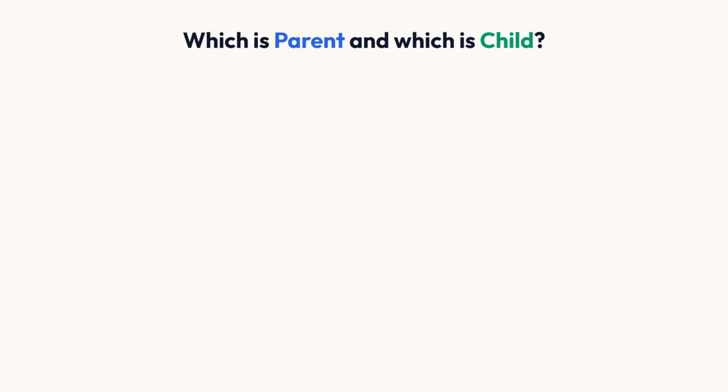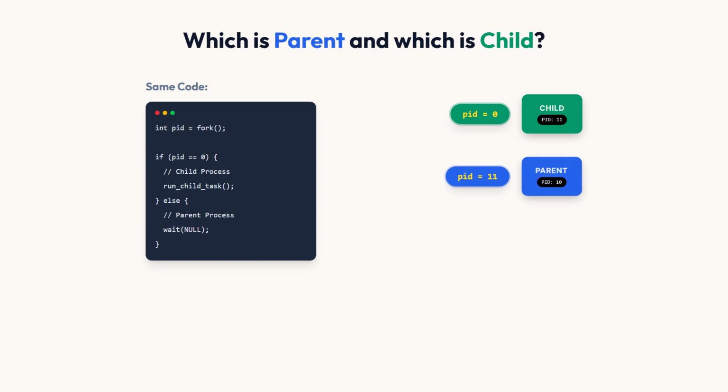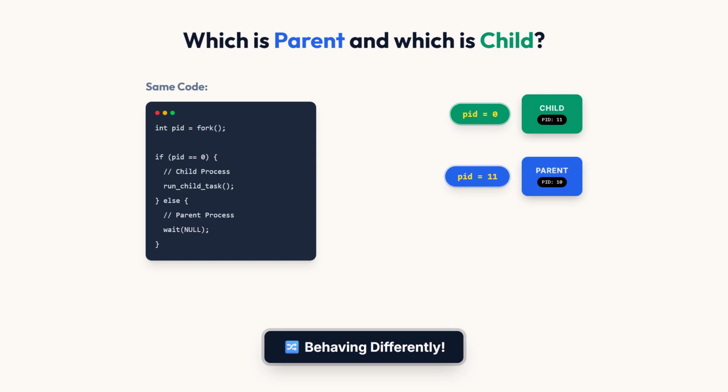Now comes an interesting part. How do we know which one is the parent and which one is the child? The fork function returns different values. In the child process, it returns 0. In the parent process, it returns the ID of the child. This allows the same code to behave differently in parent and child.